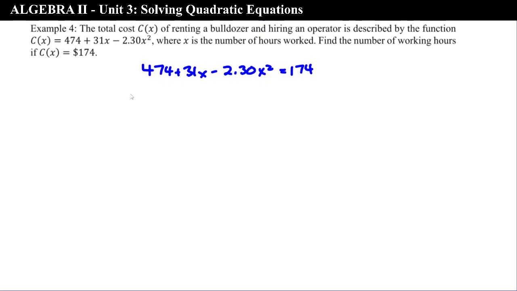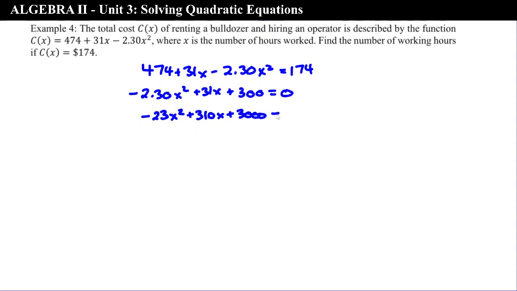All right, I want to get this into standard form, so I'm going to move my 2.30x squared to the front. I'm going to move my 474 to the back, and while I'm doing that, let's subtract the 174 from it. So that's going to give us plus 300 equals 0. Now, I know a lot of you don't like working with decimals. There's an easy fix for that. If we multiply each side by 10, or everything by 10, then we can get rid of that decimal and have negative 23x squared plus 310x plus 3,000 equals 0.